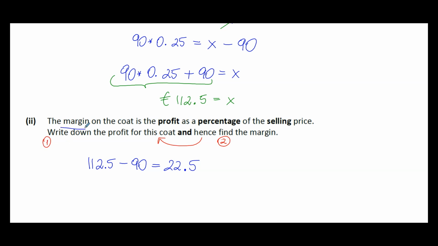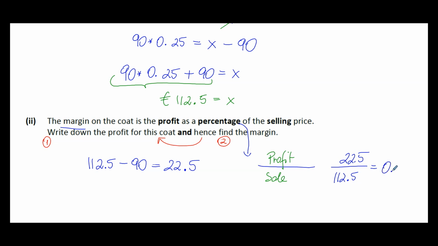And what is the margin again? It is a percentage. If it is a percentage, therefore it is a fraction. Fraction of what? Profit. And what? Selling price. So profit on top of the fraction, sell at the bottom. So my profit here is 22.5, and the sell is 112.5. Now we put that in the calculator.